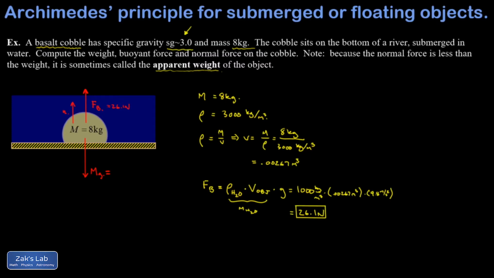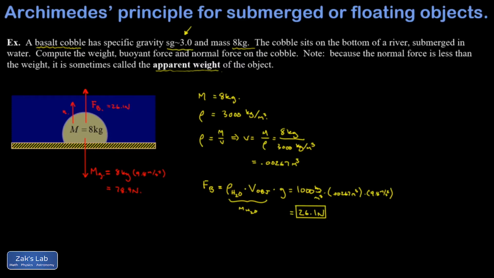Next, I'm going to get my weight for the basalt cobble. And that's a familiar calculation. I just take the mass and multiply by g. And for that, I get 78.4 newtons. Then finally, we're going to get the normal force, or the apparent weight, for the object.